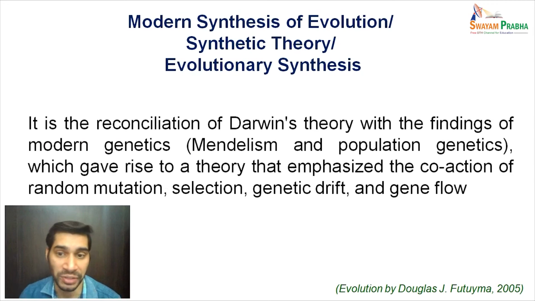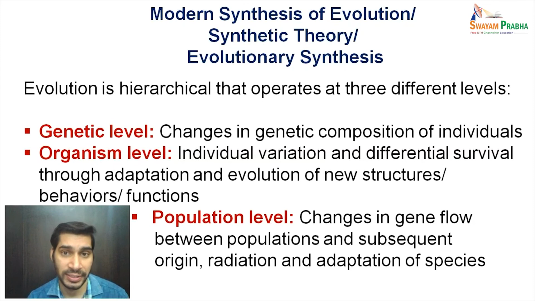According to this theory, evolution is a hierarchical process that operates at three different levels. It can be a genetic level, which leads to changes in genetic composition of individuals, or it can be the organismic level, where it operates in terms of individual variations and differential survival through adaptation and evolution of new structures, behavior, functions, etc. Yet another level is the population level, where the changes in gene flow between populations and subsequent origin, radiation, and adaptation of species are considered. The population genetics view in terms of gene frequencies and genotypic frequencies comes under the population level.